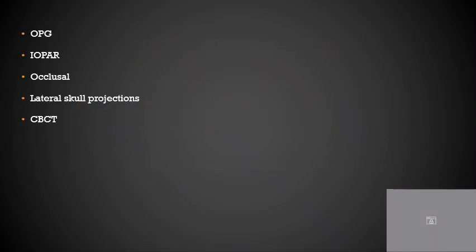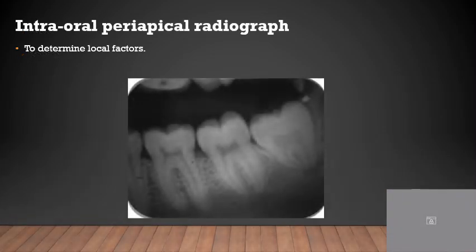For the assessment, the common radiographs that are used are OPG, intraoral periapical radiograph, occasionally lateral skull projections, CBCT and so on in general. The intraoral periapical radiograph is one of the most common radiographs done for identifying impaction of the molar, which is not clinically visible. So most of the local factors that may cause difficulty in removal of the tooth can be determined by proper examination of this X-ray, that is the intraoral periapical radiograph.